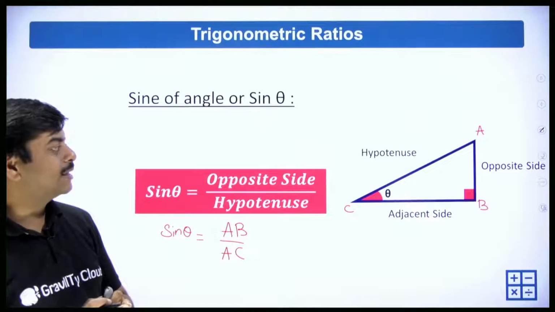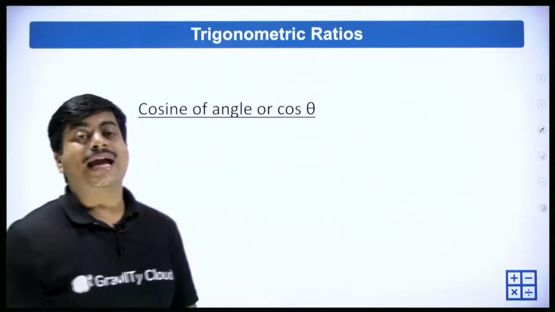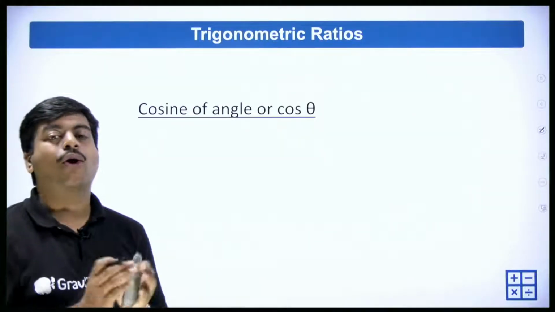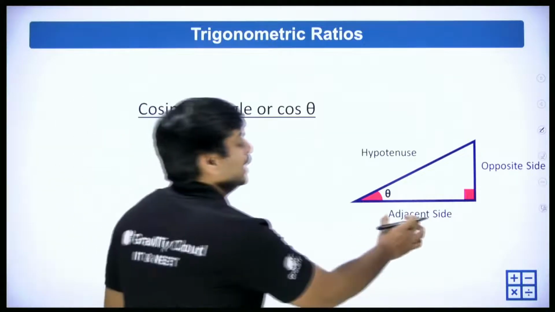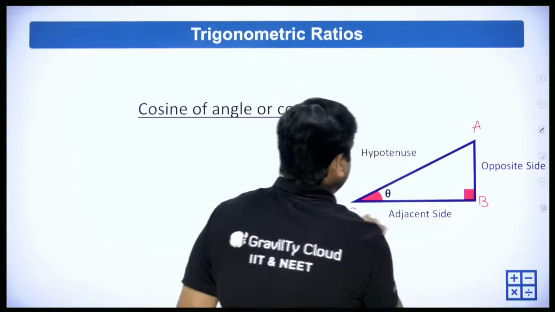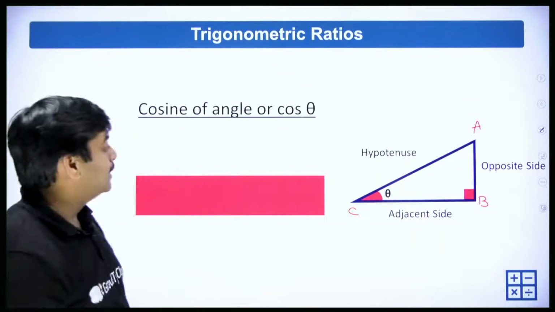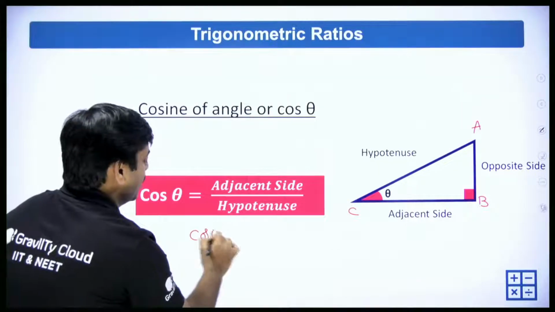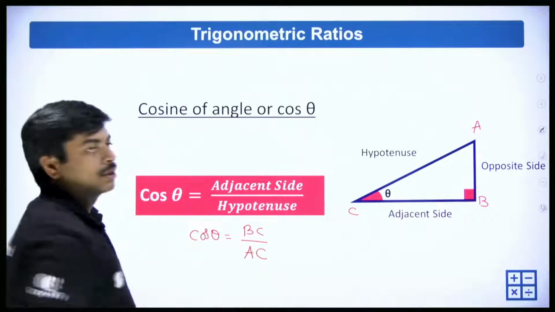The next one we're going to discuss is with respect to adjacent and hypotenuse, which is called cosine of an angle, or cos theta. Cos theta is adjacent by hypotenuse. If this is A, this is B and this is C, adjacent by hypotenuse is BC by AC. Adjacent will be BC by hypotenuse AC. So that is the ratio cos theta.